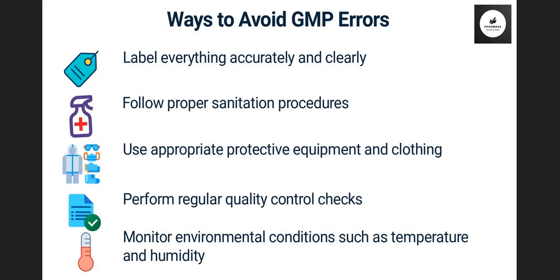By prioritizing GMP compliance and making it a core part of their operations, manufacturers can ensure that their products meet the highest standards of quality and safety. You must implement these regulations in your manufacturing facility.